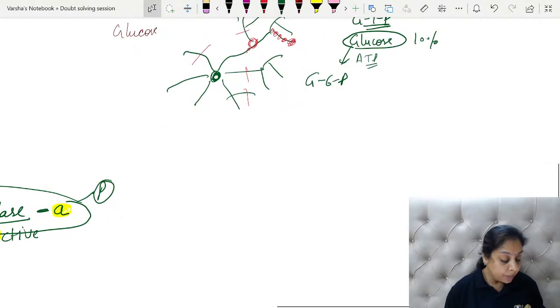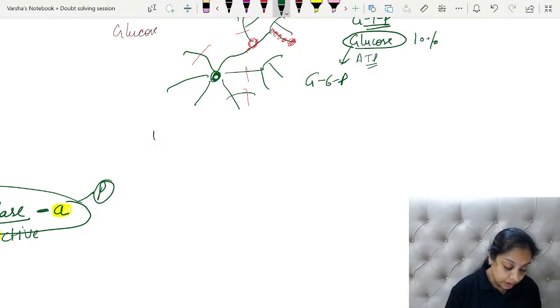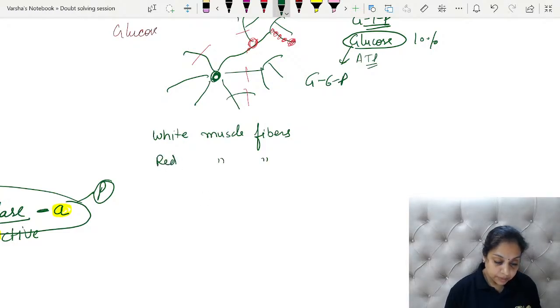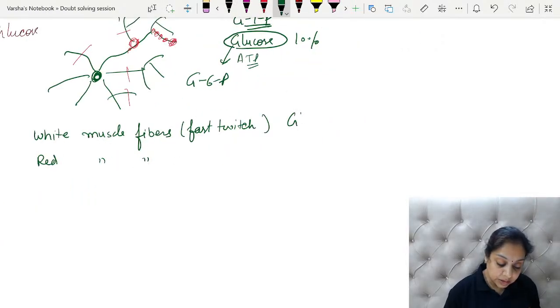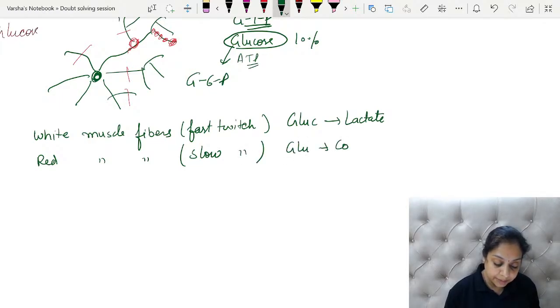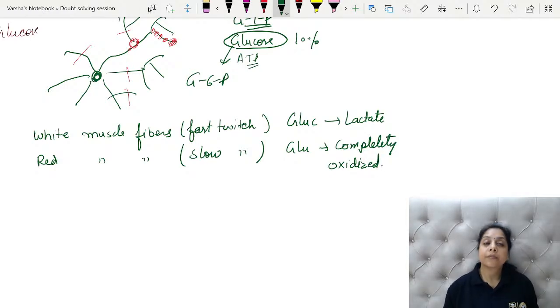Okay, and now when we talk about the muscular glycogenolysis, many questions were from this, so I clubbed everything together. We know we have white muscle fibers and then we have red muscle fibers. In the white muscle fibers, usually there is a fast twitch, and when there is a fast twitch, there is an incomplete oxidation of glucose, and the glucose will be converted into lactate. In the red one, there is slow twitch, and the glucose is oxidized completely.